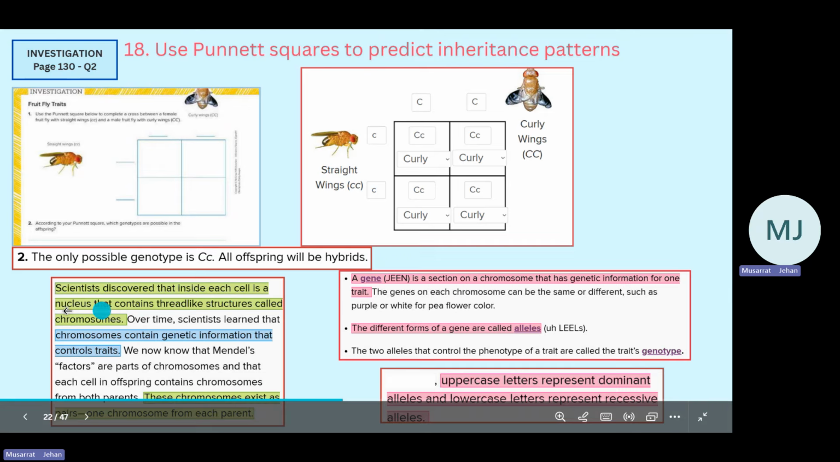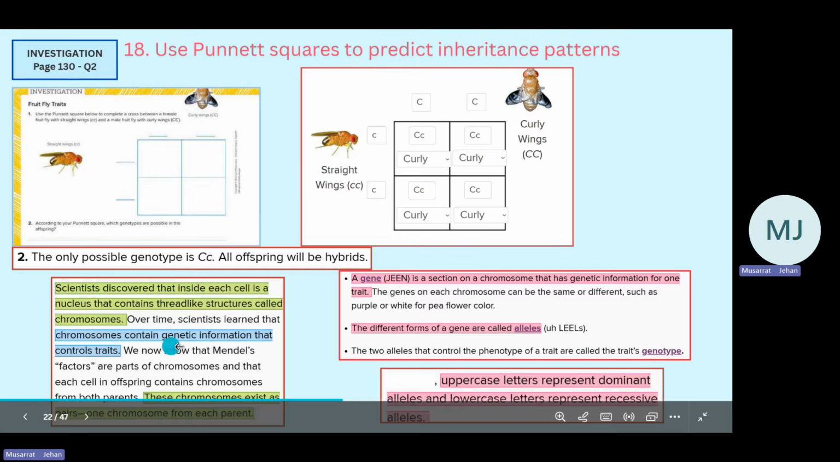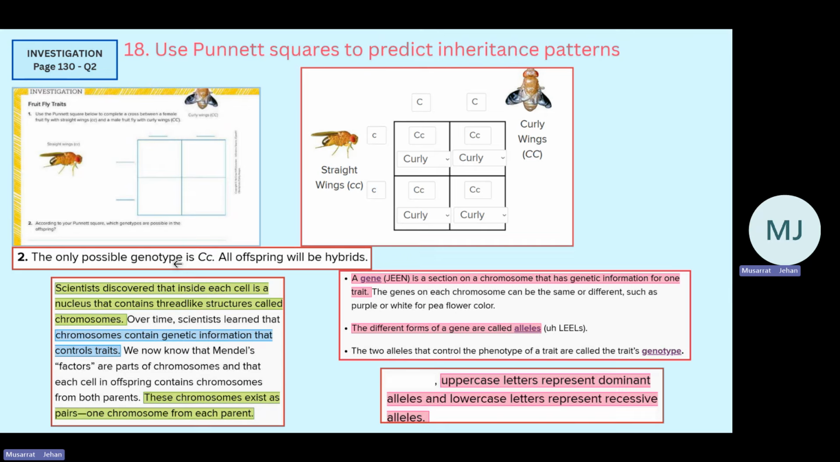Scientists discovered that inside each cell is a nucleus that contains thread-like structures called chromosomes. So there are chromosomes in the nucleus, and these chromosomes contain genetic information. And this genetic information controls our traits. The chromosome always exists as pairs, and one chromosome comes from one parent. A gene is a section on the chromosome, and it has information for one trait only, like color of the eye. That's a gene.